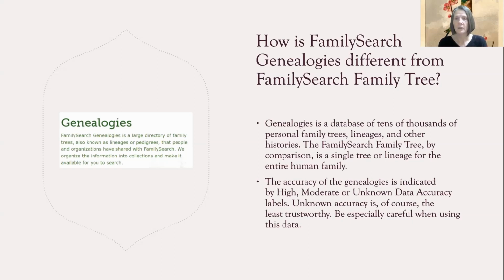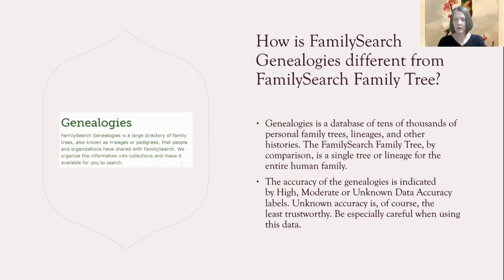Okay, so on the genealogies page, most genealogies, as I told you, their accuracy is not very good. But in FamilySearch, the FamilySearch genealogies has a bunch of different collections. So it's not just one, it's like a large directory of family trees, and they're all indexed and they're all available to you to look at. So they've been shared with Family Tree by either individuals or by organizations. And so FamilySearch has organized the information into collections, and then they've made it available for you to use to search it for your family.